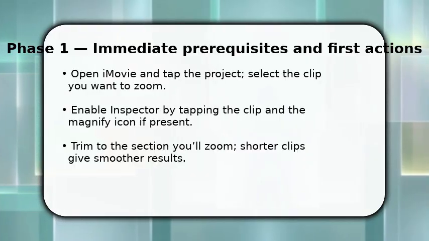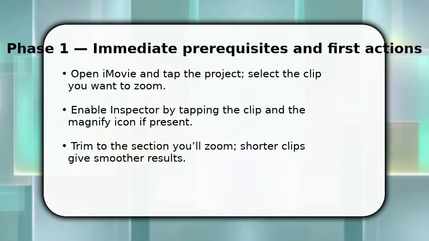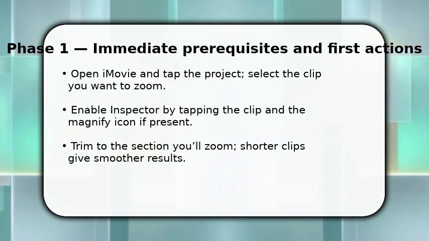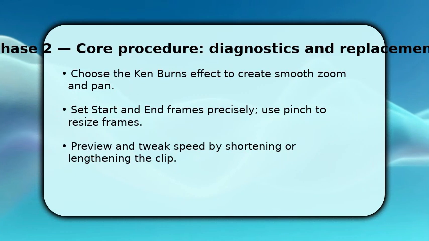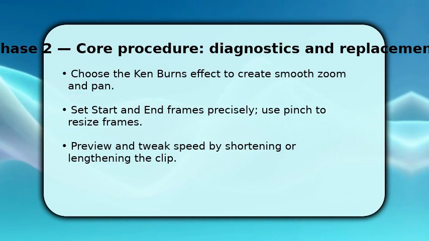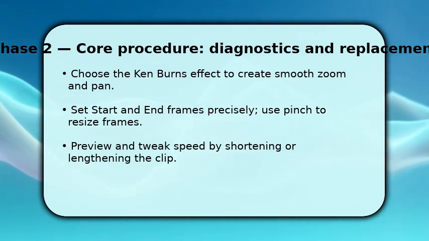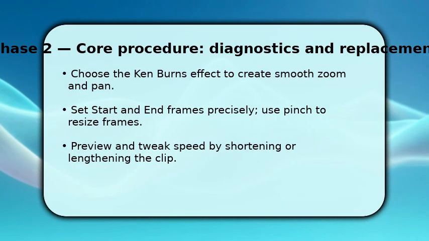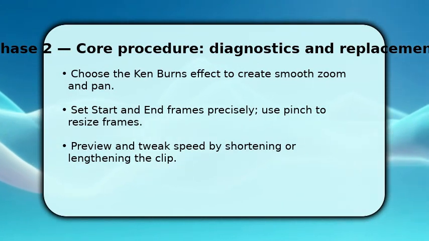Once done, make sure your clip is selected and the playhead is at the frame where you want the zoom to begin. Next, apply the Ken Burns effect. That's the built-in zoom and pan tool. You'll see start and end frames. Tap start to place the initial framing, then pinch to zoom or drag to reposition. Repeat for end to set the final framing. This method gives smooth motion without keyframes.